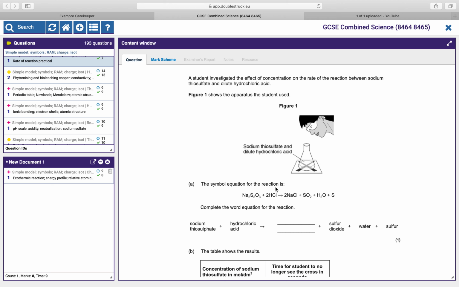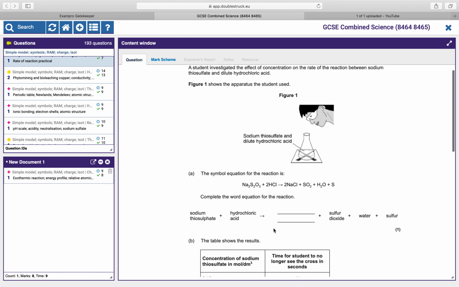This one is obviously sodium thiosulfate. This one is hydrochloric acid. Now we've got to find that one. This one is sulfur dioxide, then you've got water, and then you've got sulfur as well. This one, Na is sodium. You can look at your periodic table for this. You will have a periodic table in your exam, so make use of it. Cl is chlorine. Together they would make sodium chloride as a salt.